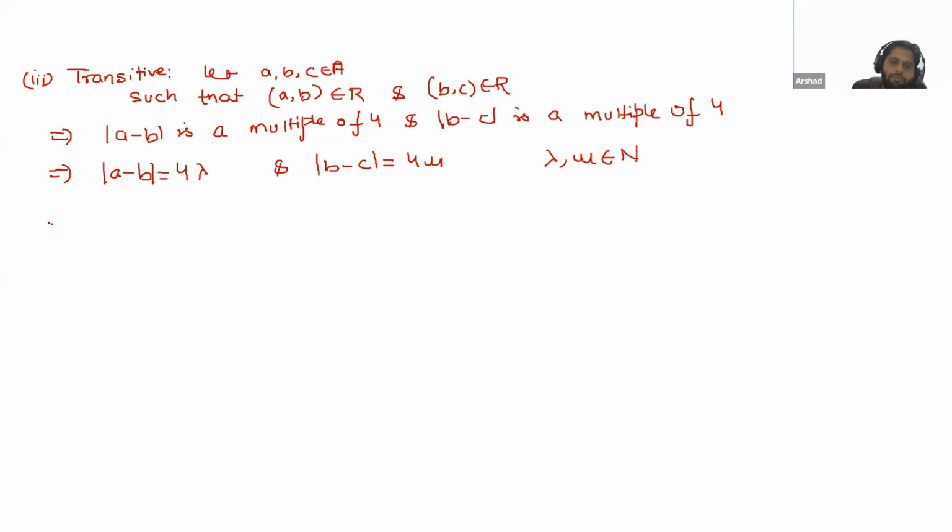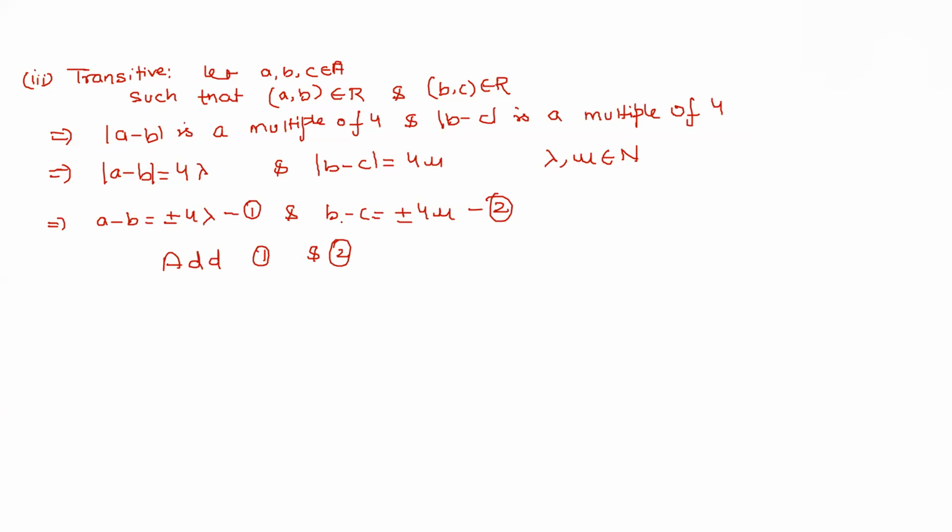Okay. Now, always remember, if you remove the mod, then you get plus minus 4 lambda, and here you get plus minus 4 nu. Let this be 1. Let this be 2. Now add 1 and 2. Why are we adding 1 and 2? We will get to know in the next step. To cancel B? Yes, to cancel B.